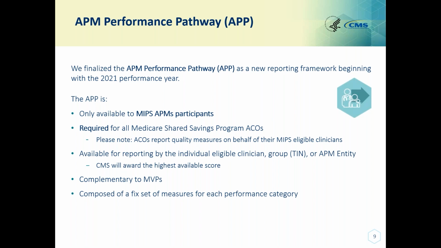And what's interesting about the APP, or what's different, is that it's a fixed set of quality measures for each performance category. And here we're really talking about the quality performance category, because within the APP, the cost performance category has been reweighted for everyone. And for the improvement activities performance category, you automatically get 100% because you're a MIPS APM. And so that really just leaves the promoting interoperability performance category, which is the same for the APP as it is for everyone else, and then the quality measure set. So let's go on to the next slide.